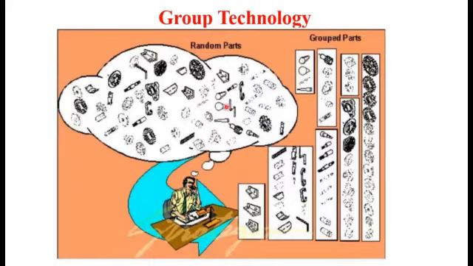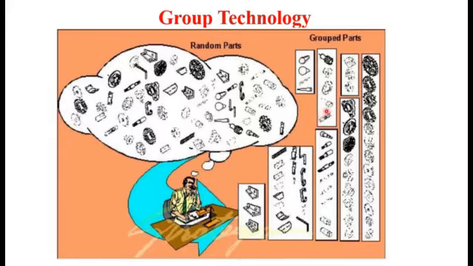Here we can see a pictorial view of group technology. These are the randomly placed parts, and these are the grouped parts, before grouping and after grouping. So what will happen because of this grouping, or by applying group technology?